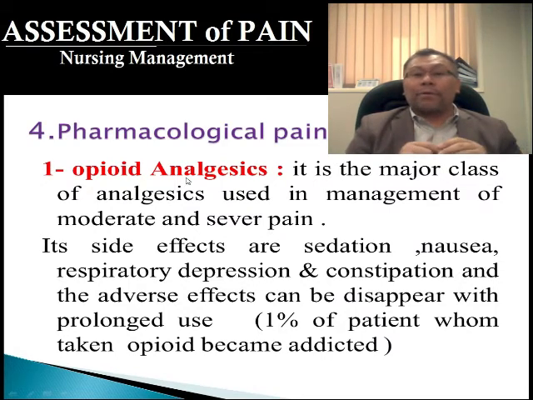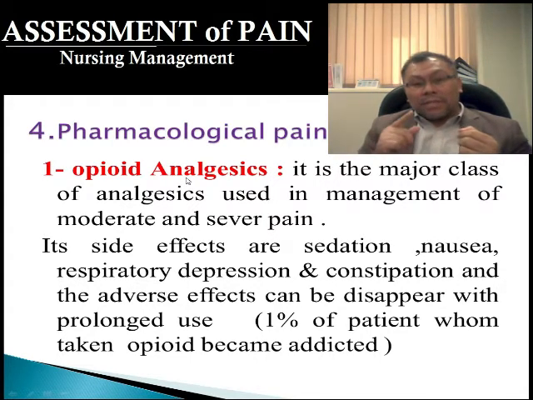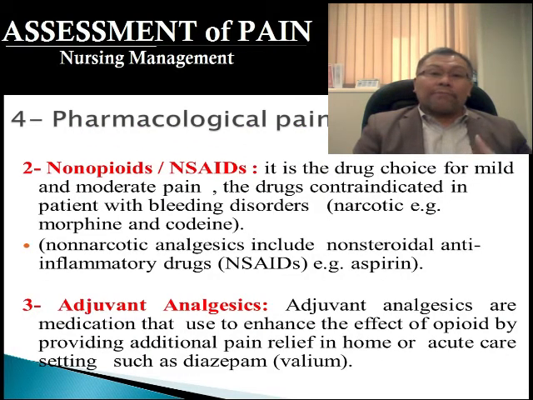So when you say opioid analgesics, these are analgesics used in management of moderate and severe pain. So when you say moderate and severe pain, if you are going to apply the numeric scale from 7 to 10, if the patient is at 7 to 10, this is the time you are going to anticipate the doctor will order opioid analgesics. So we have the non-opioids. It is a drug of choice for mild and moderate pain. The drugs are contraindicated in patients with bleeding disorders. Now examples: narcotics, morphine, and codeine.